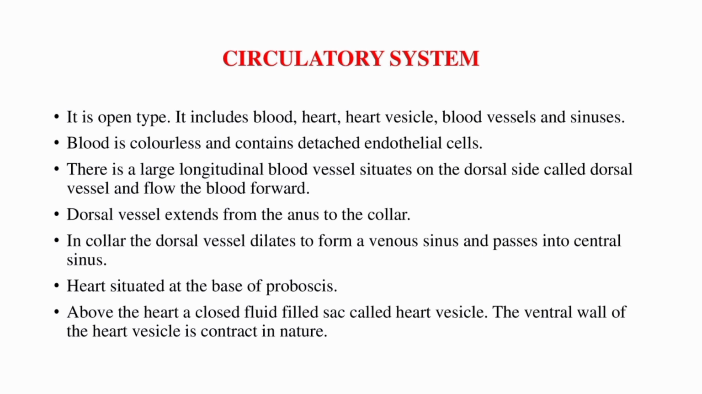Next, circulatory system of Balanoglossus. It is open type. It includes blood, heart vesicle, blood vessels and sinuses. Blood is colorless and contains detached endothelial cells. There is a large longitudinal blood vessel situated on the dorsal side, called the dorsal vessel, and it flows the blood forward. Dorsal vessel extends from the anus to the collar. In collar, the dorsal vessel dilates to form a venous sinus and passes into central sinus.